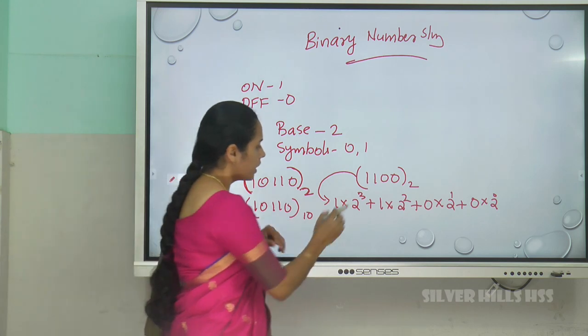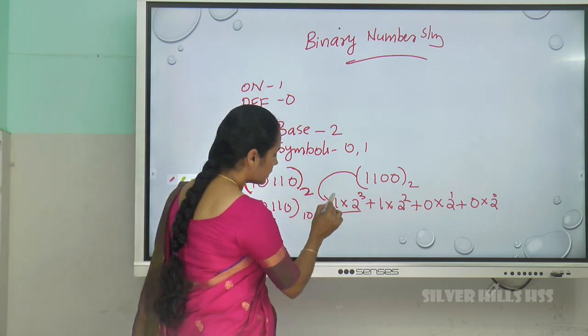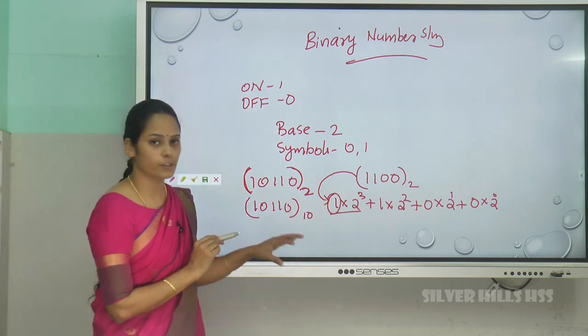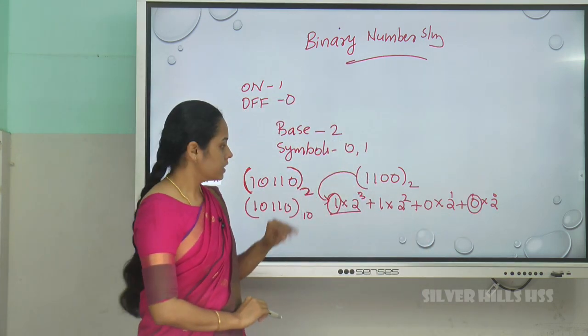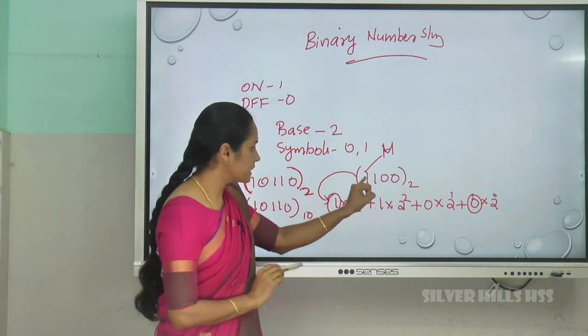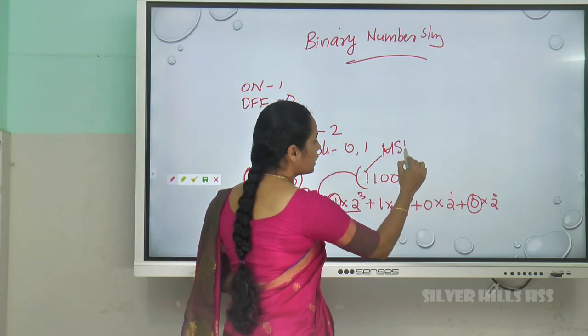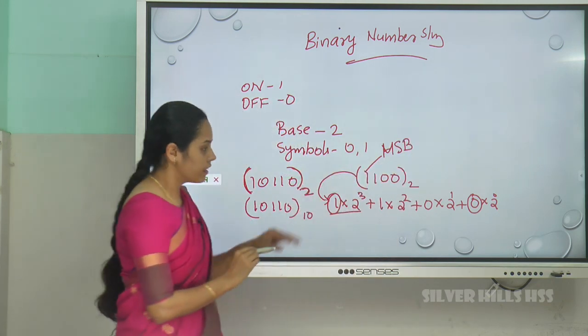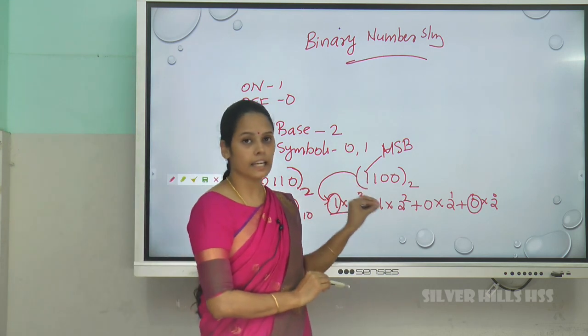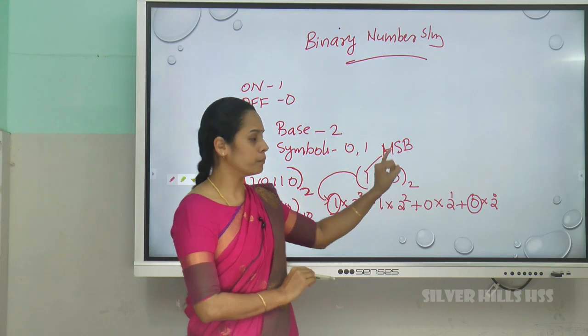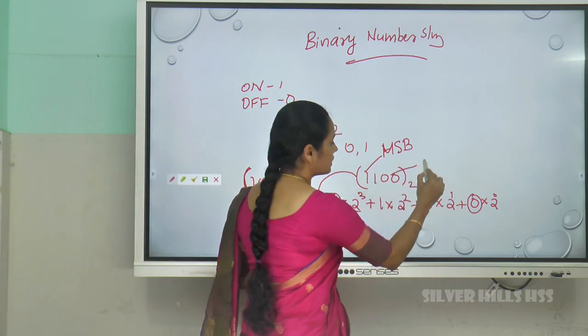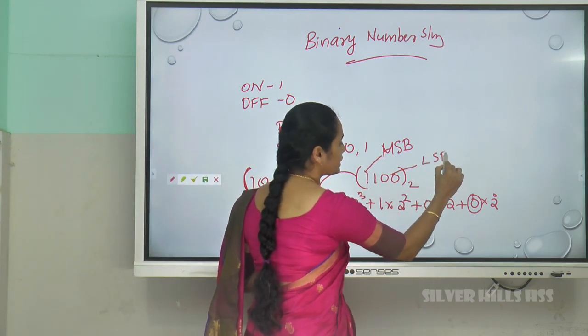And here we can say that this digit is having the highest weight and this digit is having the lowest weight. We can say that this is the most significant bit, or MSB. This bit is having the highest weight, so we can say that this 1 is the most significant bit and this 0 is the least significant bit.